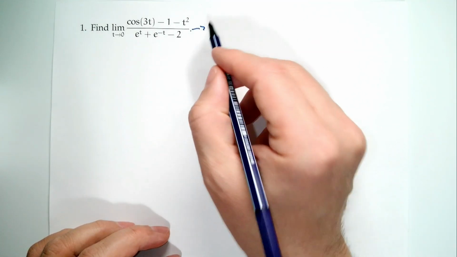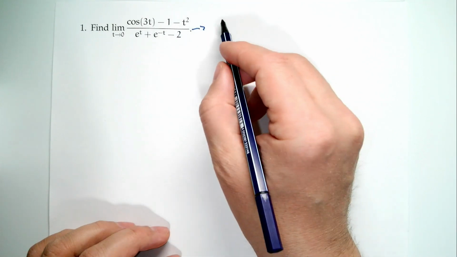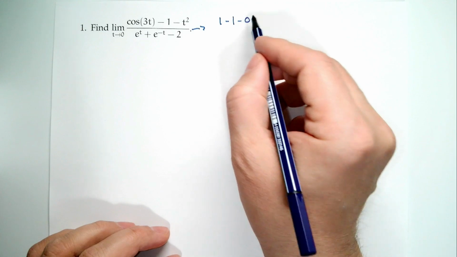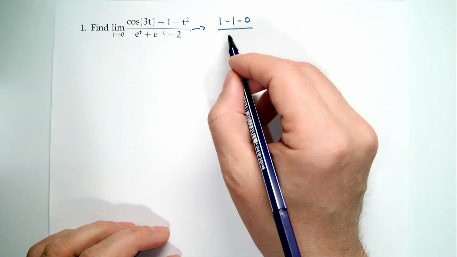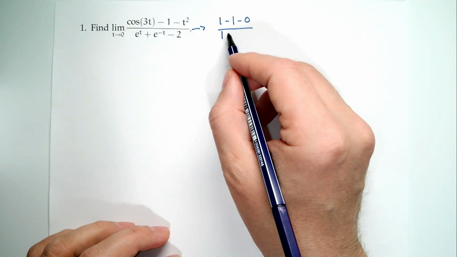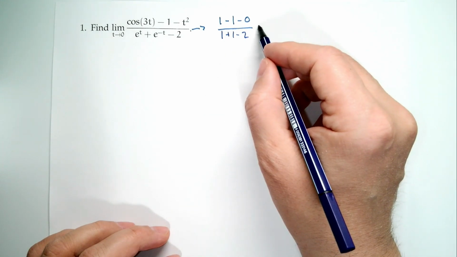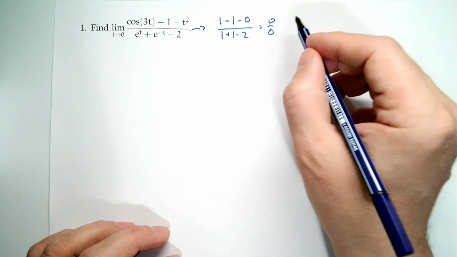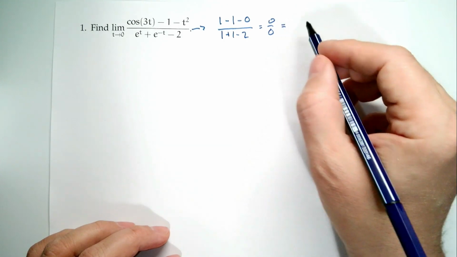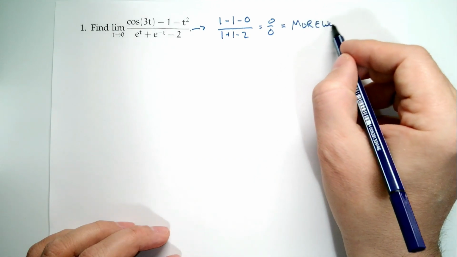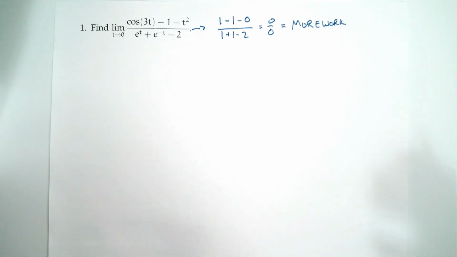Well, upstairs, cosine of 0 is 1, minus 0 squared, divided by e to the 0, which is 1, plus e to the minus 0, still 1, minus 2. That's 0 over 0, which of course means more work. It's indeterminate. We don't know what it is, so we've got to do more work.